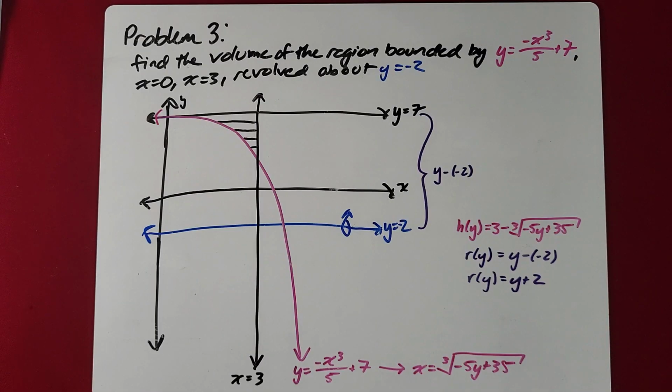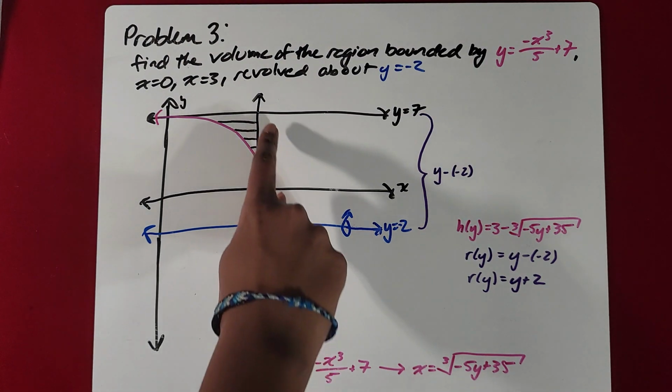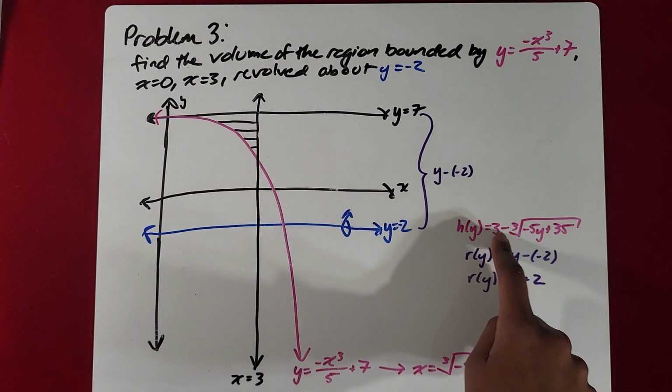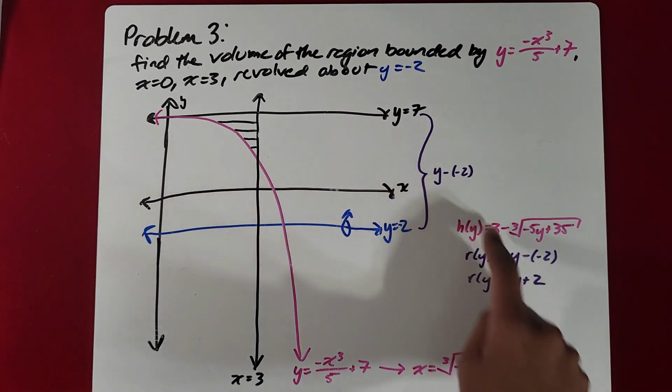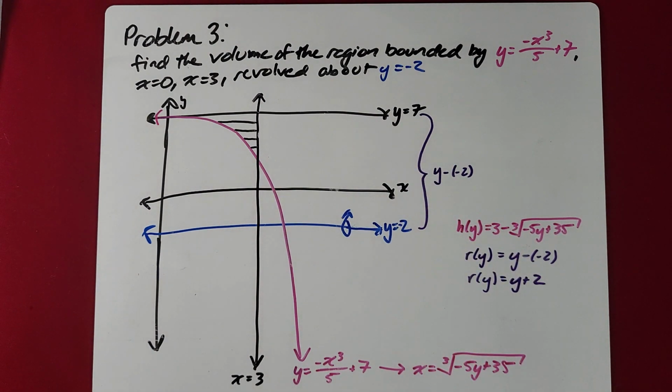This example is similar to the previous example. In this example, we will be finding the volume of the region bounded by y equals negative x cubed over 5 plus 7, x equals 0, x equals 3, revolved about y equals negative 2. h of y is still the same function, and we find r of y by subtracting y and y equals negative 2, getting an r of y plus 2.